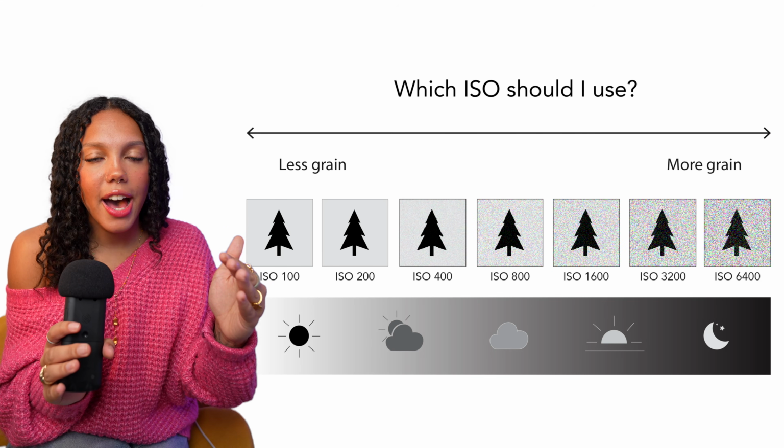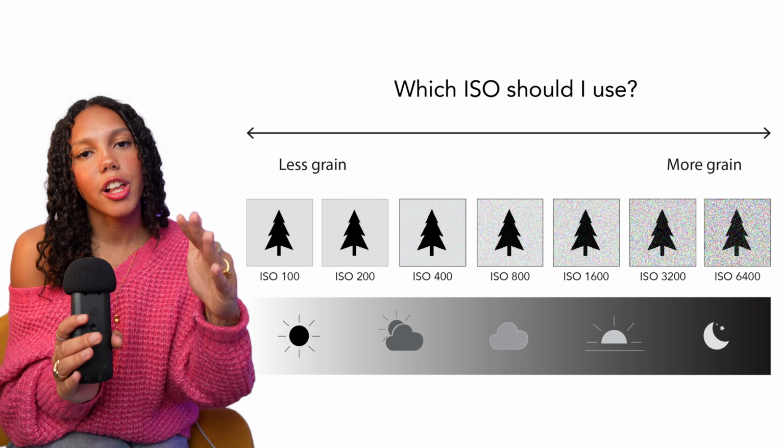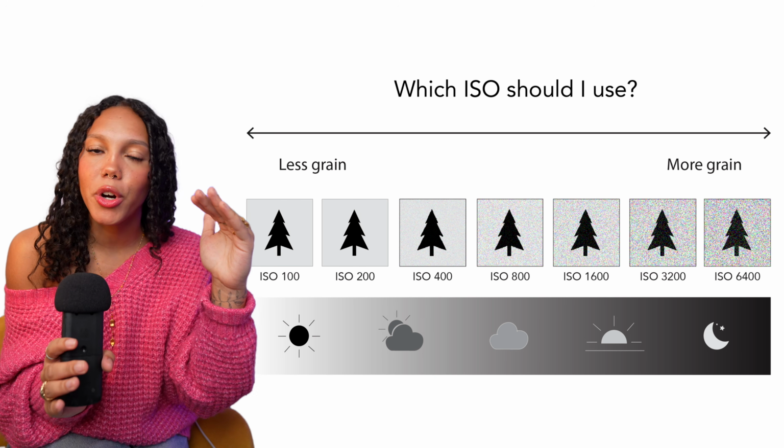ISO is just how bright or how dark your photo is. It also affects how grainy or how not grainy your photo is. The lower the ISO, the darker the image. The higher the ISO, the brighter the image. The lower the ISO, the less grain your image will have. The higher the ISO, the more grain your image will have.